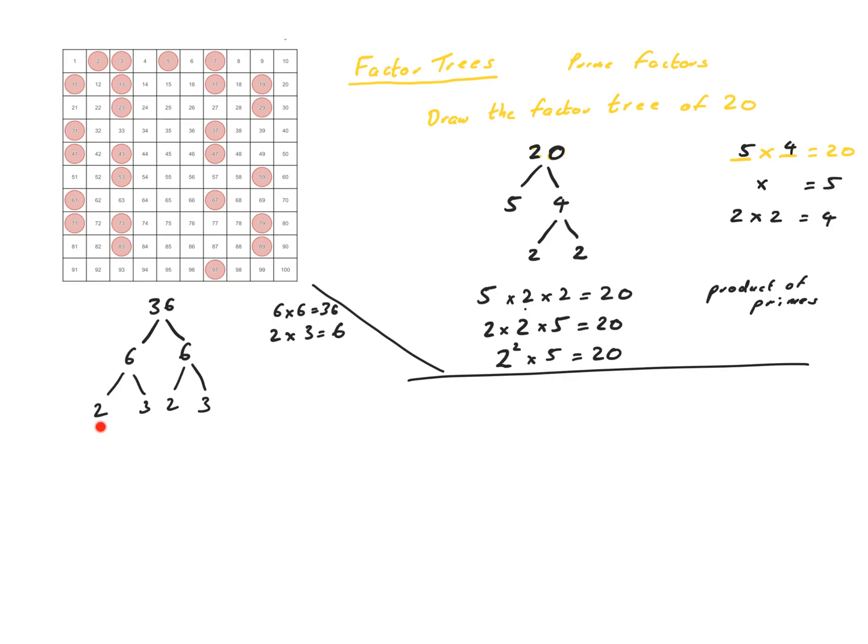2 is a prime number. 3 is a prime number. 2 is a prime number. 3 is a prime number. So they're all prime numbers. So my tree is finished.